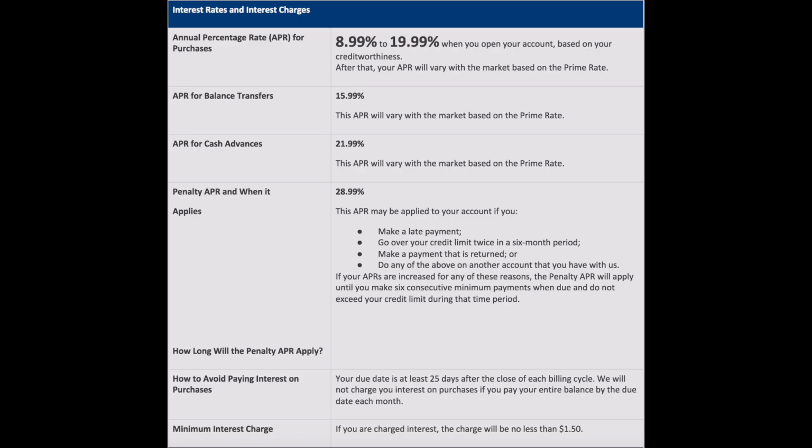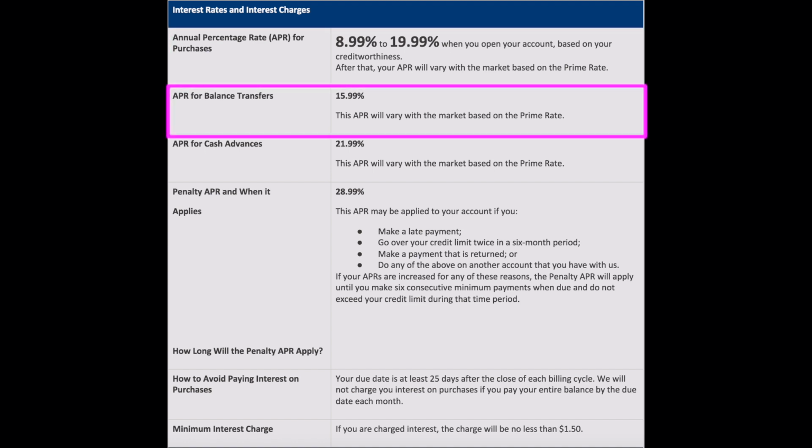Now let's look at important terms you need to understand in order to get a credit card. Look at the chart on your screen. The first are interest rates. Annual percentage rate, or APR, for purchases. This is the amount of interest you will be charged for purchases. It is usually between 10% and 21%, depending on your credit score.